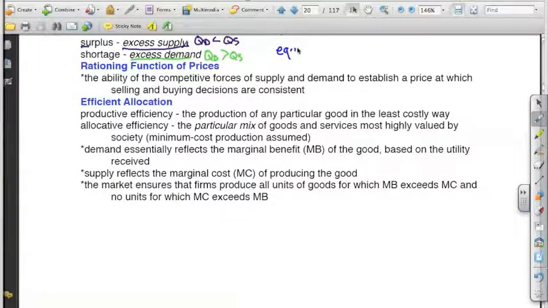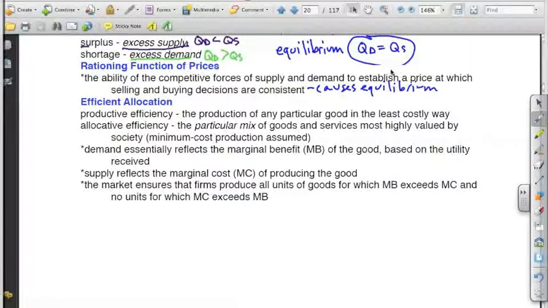When we're at an equilibrium, quantity demanded equals quantity supplied. So the rationing function of prices is the ability for competition to force supply and demand into an equilibrium. So rationing functions of prices just says that it causes an equilibrium within the market. So we can have this quantity demanded equals quantity supplied.